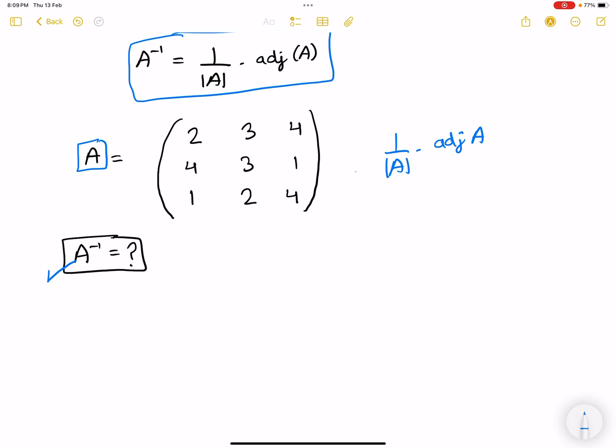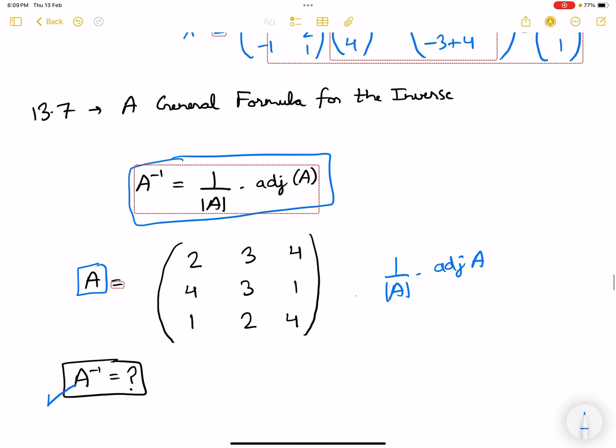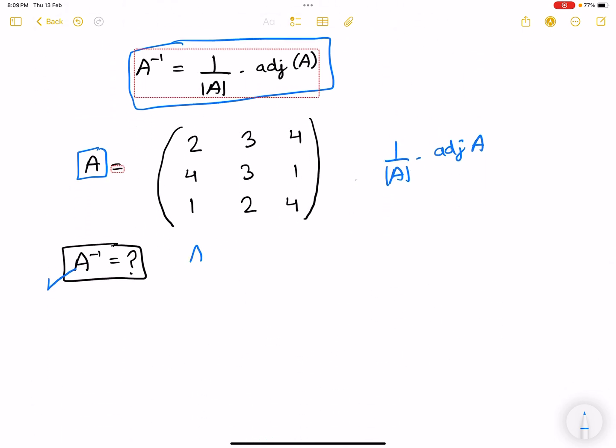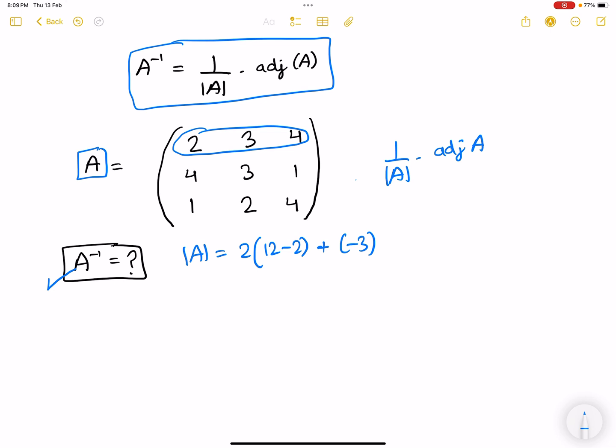So I would suggest you solve this question at least. Okay, so I'll solve this question. Now the determinant of A, suppose we are expanding it through this row. So this would be 2 times (3 into 4, 12 minus 2), plus minus 3 times (16 minus 1), plus 4 times (8 minus 3). This is 20 minus 45 plus 20. So this is coming out to be minus 5. So the determinant of A is minus 5.